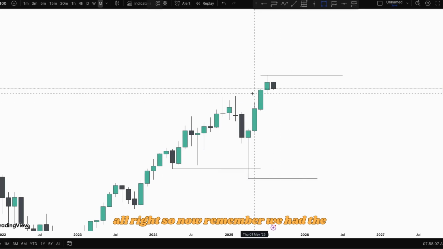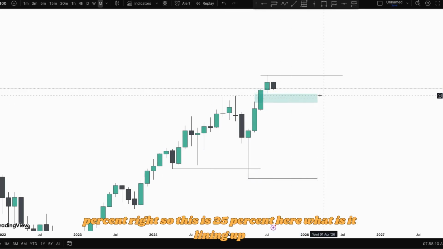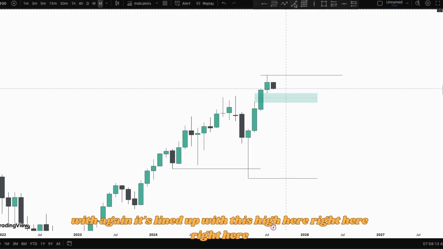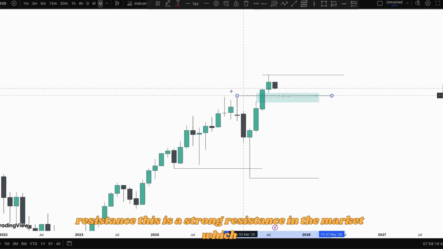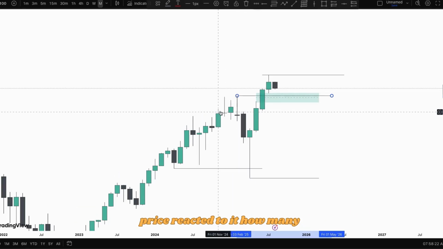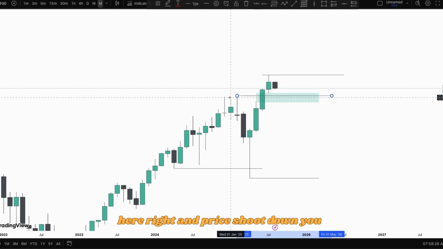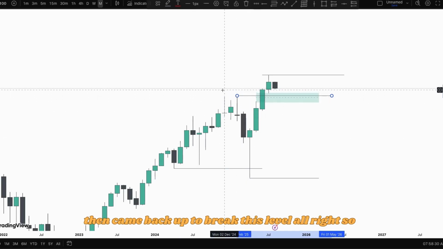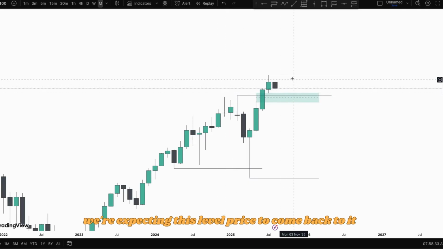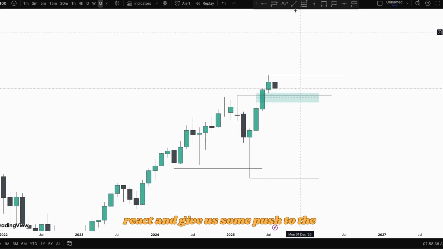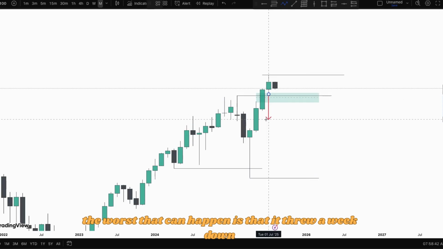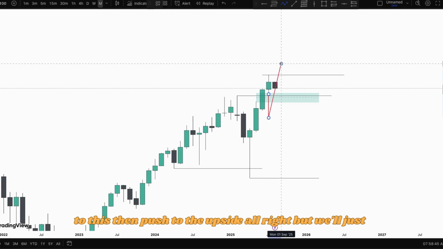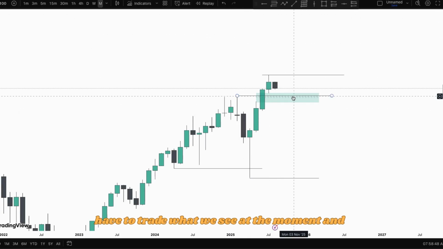All right, so now remember we had the 25%. So this is 25% here. What is it lining up with again? It's lining up with this high right here. Also, for those that trade support and resistance, this is a strong resistance in the market, which price reacted to for three months. We were here for three months, and price shot down and came back up to break this level, all right? So we're expecting price to come back to this level, react, and give us some push to the upside. Or the worst that can happen is that it throws a wick down here, reacts to this, then pushes to the upside. But we'll just have to trade what we see at the moment.